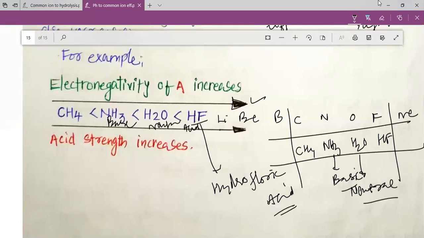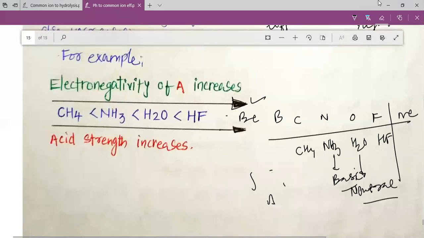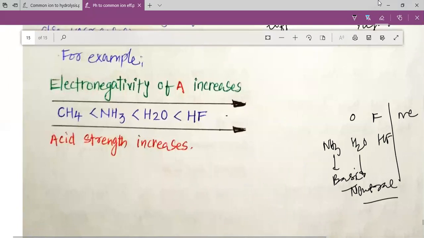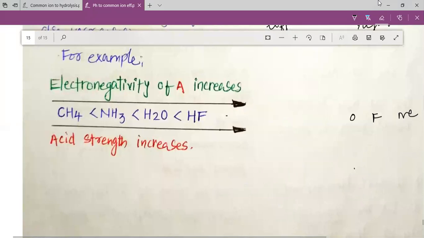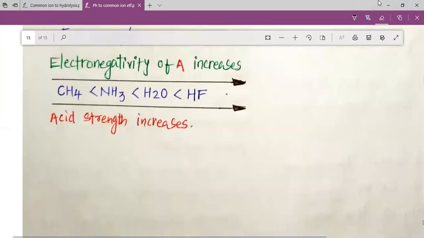What do we understand? HF has the highest acidic character, and if we move to the left side, the acidic character decreases. In the same way, if we move to the right hand side, the acidic character increases, and that is why we get this order. As you move from left to right in a period, the acidic character, my dear students, generally increases. And this is how we understand the various factors that affect the acid strength.